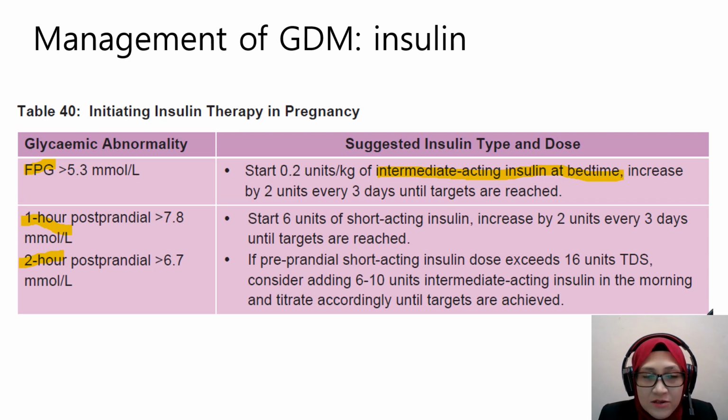Okay. So for those women who have high blood glucose after food, 1 hour or 2 hour postprandial, they can be started with a short acting insulin. Okay, start with 6 units, increase by 2 units every 3 days.